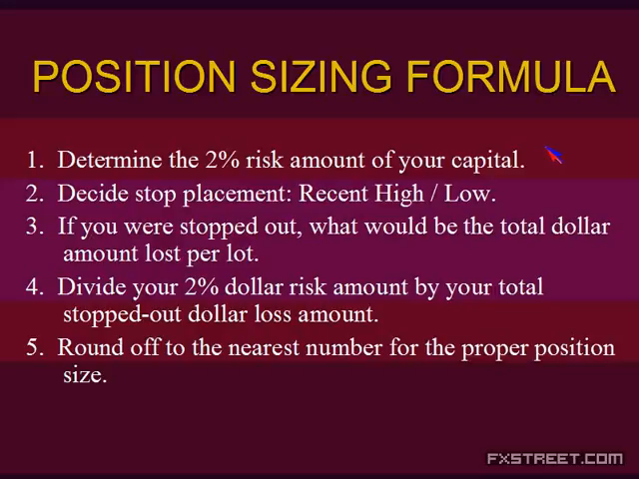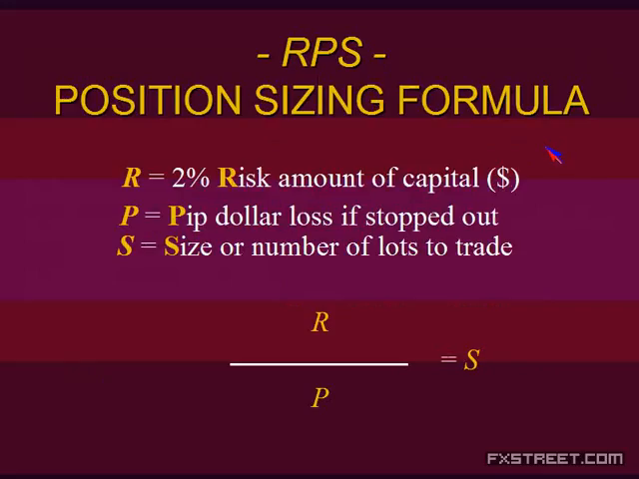Once you divide the dollar risk, the 2%, by your total stopped out dollar loss amount, you'll get a number and just round off to the nearest number for your proper position size. This will give you the formula of how many lots you should be trading once you divide one by the other. As I said, you may want to write this down. I'll give you just a few seconds to write it down, but I'm going to show you a simpler way in the next slide, which will make it a lot easier to understand. Plus, we're going to give you a lot of examples as well. All right, let's go to the next slide.